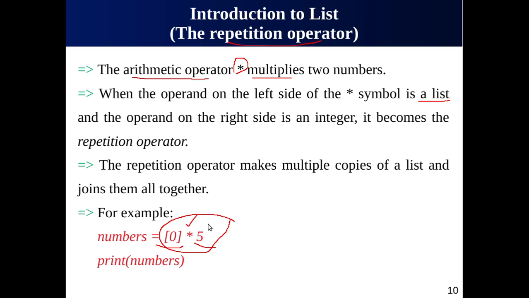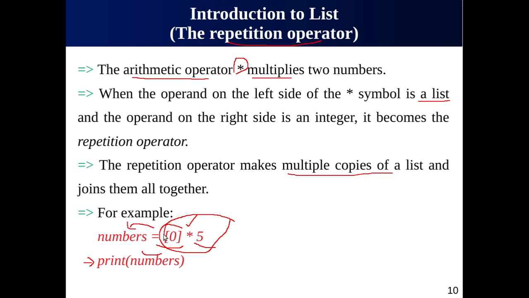Okay, and then we assign this value to a variable numbers, and with the help of the print function we are printing the value stored in numbers. So what do you think, what is going to be the output of this program? Actually, the repetition operator makes multiple copies of a list and joins them all together. Okay, so the repetition operator will make multiple copies of a list.